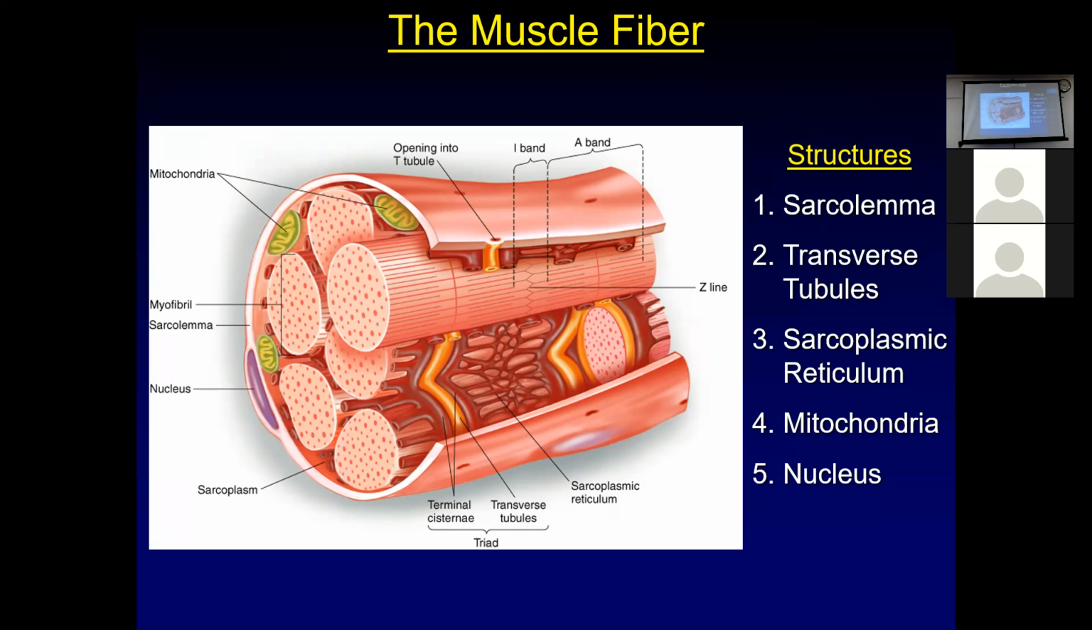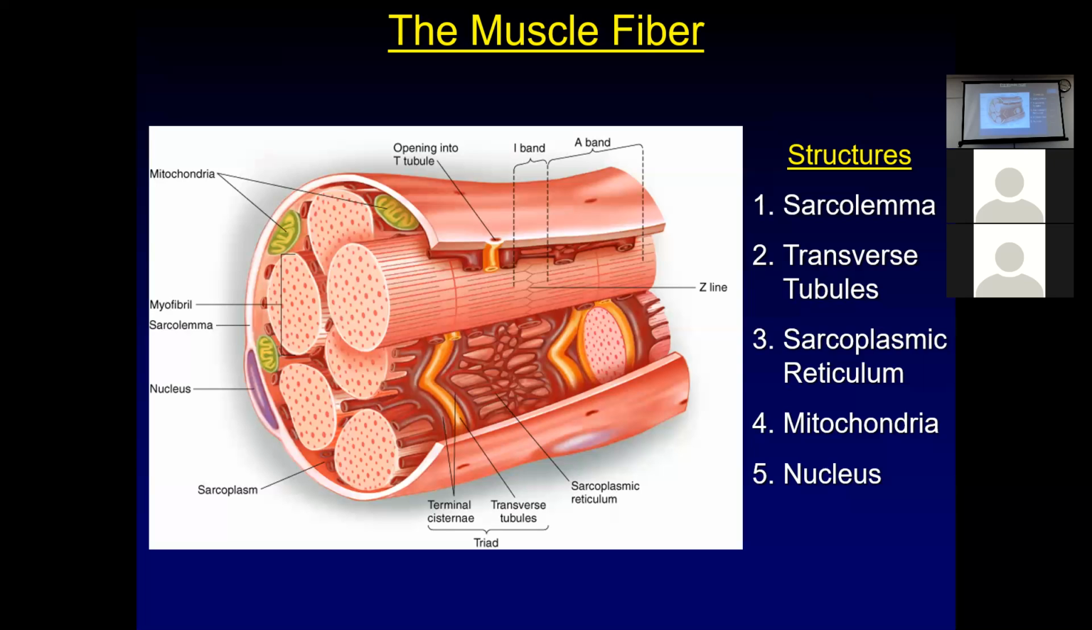Sarco is either Greek or Latin. I should probably look it up, but it means muscle. Sarco means muscle, okay? So it's the muscle membrane. That's what the sarcolemma is. We will talk about the sarcolemma. It has some very specific and somewhat unique properties that are going to help impart voluntary function onto skeletal muscle. We're going to come back to that a little bit.